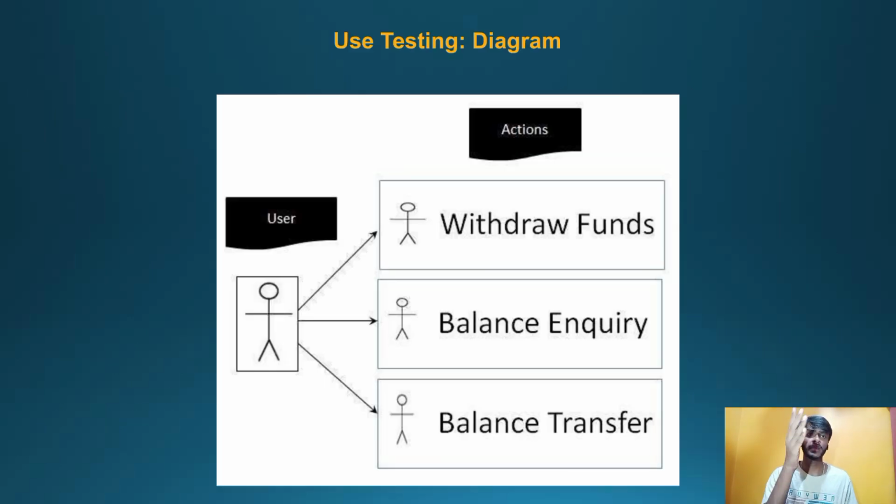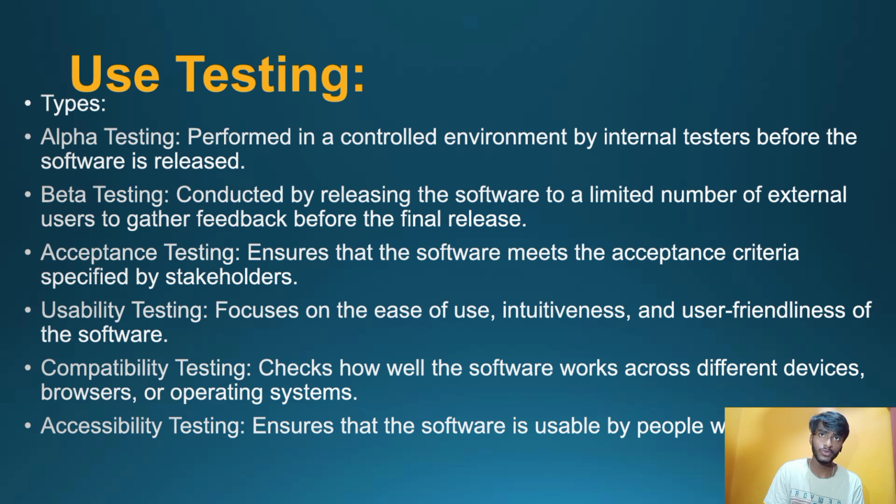Now let us see the use testing diagram. Here in the diagram there is a user and actions. For one user there are three actions, that is withdraw funds, balance inquiry, and balance transfer. Now let us see the types of use testing. There is alpha testing, beta testing, acceptance testing, usability testing, compatibility testing, accessibility testing.